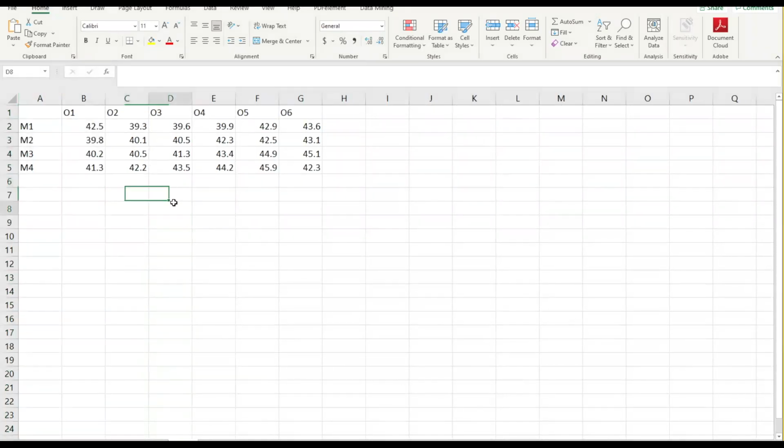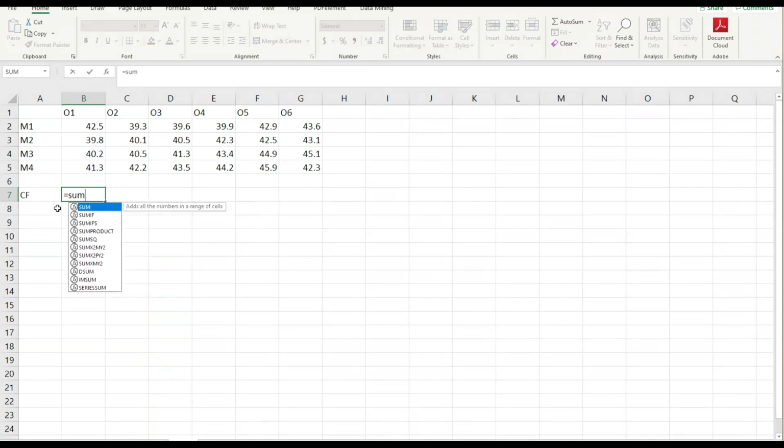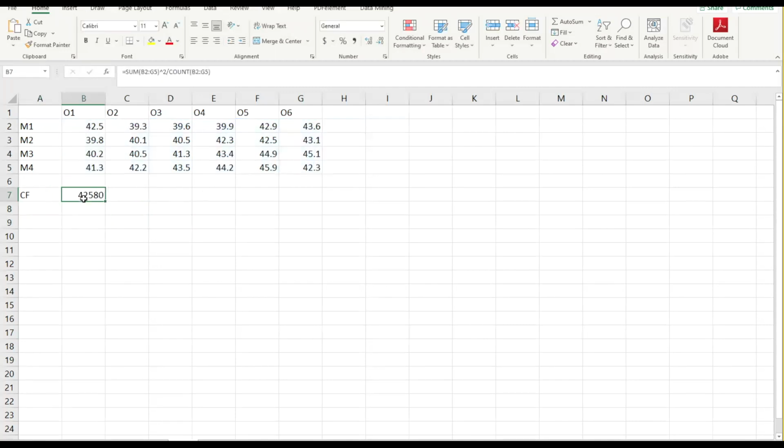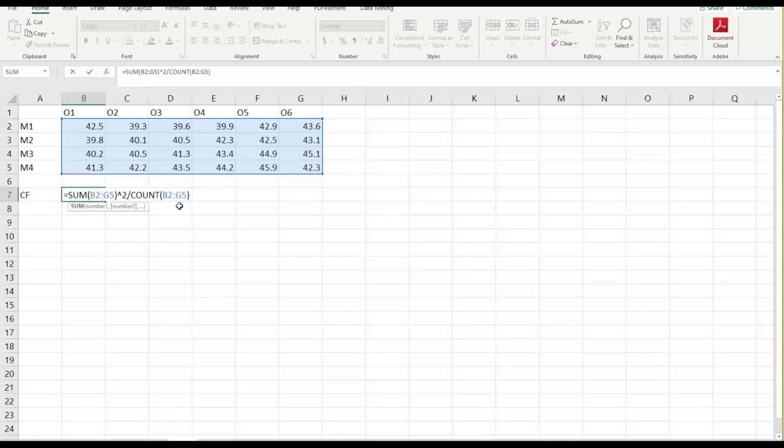Ito yung data natin. So, first, compute muna tayo. Correction factor muna, no? Same formula lang actually. Correction factor natin is, again, grand total, which is the sum ng lahat ng dataset natin, squared, divided by yung total count natin. So that's count. Ito. Okay? So that gives us the correction factor. Okay? That's sum squared divided by grand total.